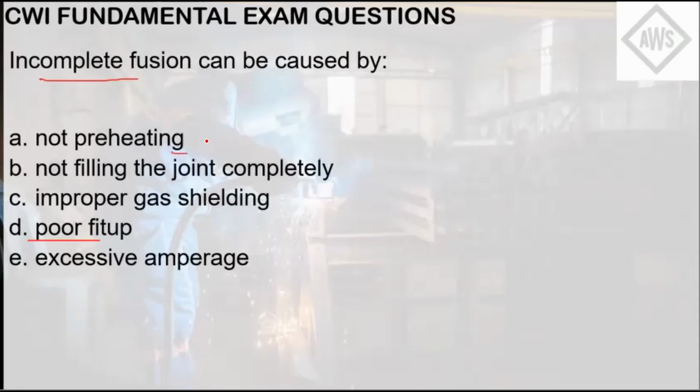Letter B, not filling the joint completely. So that's incomplete joint penetration. That's acceptable. It depends on the design. Improper gas shielding causes porosity and other discontinuity, but not incomplete fusion. Excessive amperage causes excessive heat input, and the tendency of it is melting the base metal, which is not incomplete fusion altogether. So the answer here is letter D, poor fit up.